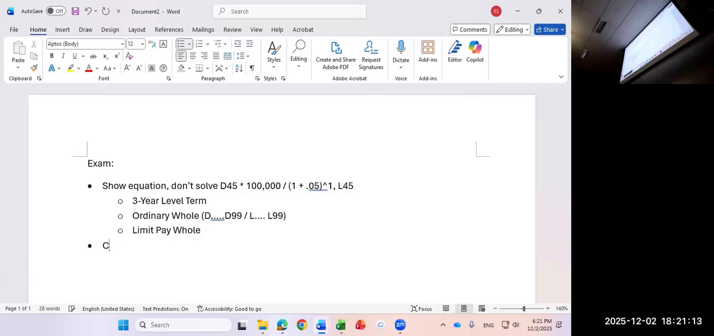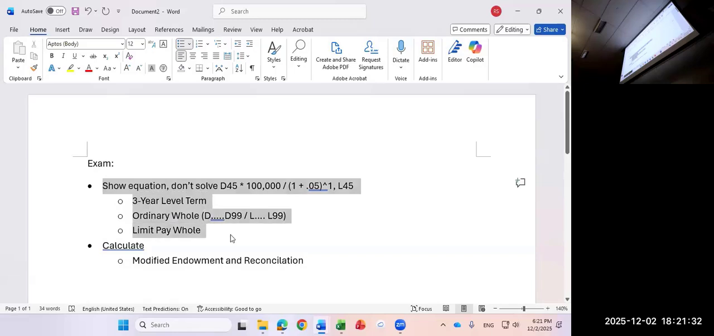Then you will calculate, one that you will definitely calculate is the modified endowment. We did one of those, and the reconciliation, which is the biggest math crunch of the exam. That does take some time. You'll have plenty of time because for these questions, I give you like 5 minutes. They usually take like a minute. They're pretty fast, so you'll have plenty of extra time.